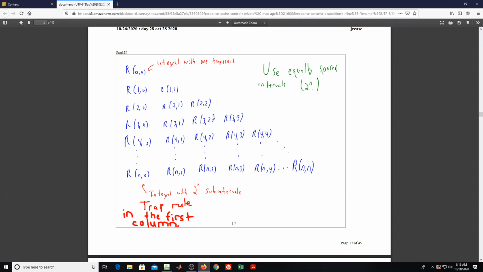Here's what happens. You start off with an integral with one trapezoid, and keep using equally spaced intervals. Then R_{1,0} will be the integral with two trapezoids, then 3 trapezoids, all the way down to n plus 1 trapezoids. So you have 2^n subintervals here: 2^0, 1 subinterval, 2^1, 2 subintervals, 2^2, 4 subintervals, 8, 16, and all the way down. To find this, you use the weighted average to get R_{1,1}.